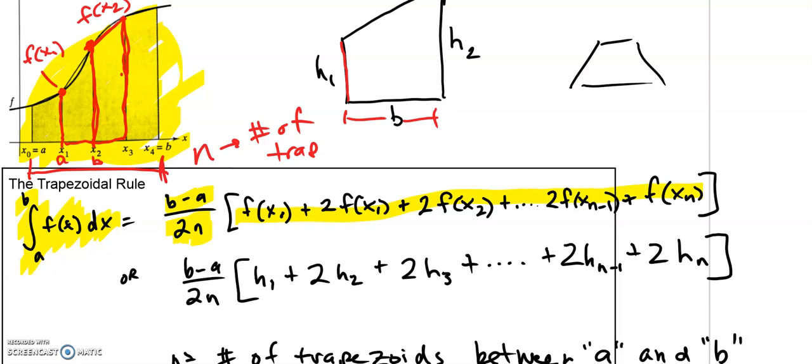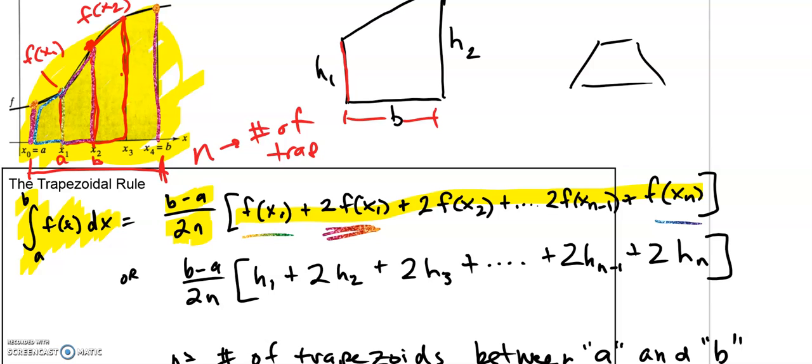Now you notice the very first and last heights are not multiplied by 2. That's because they're only included in this formula one time. All of the other heights are a part of 2 trapezoids. So that's why it's plus 2 times f of x sub 1, because f of x sub 1 is both the higher height of the first trapezoid and the lower height of the second trapezoid. Right? So it's always times 2 to all of your middle heights, but not your very first and last heights.